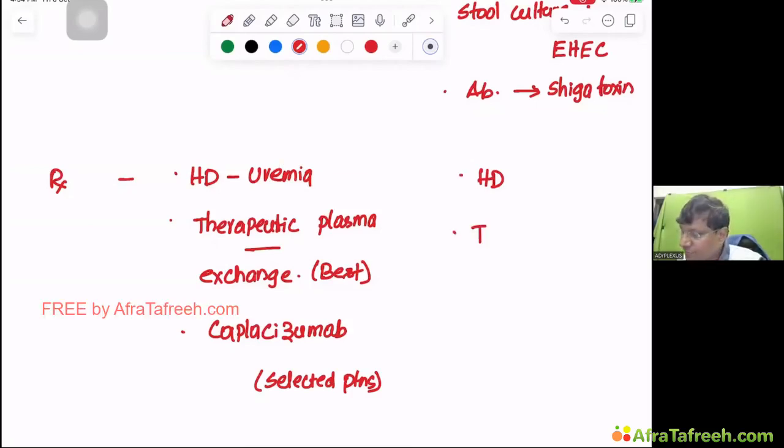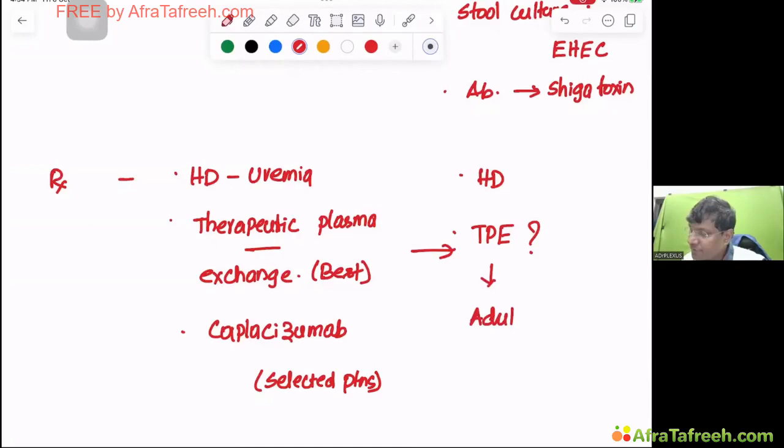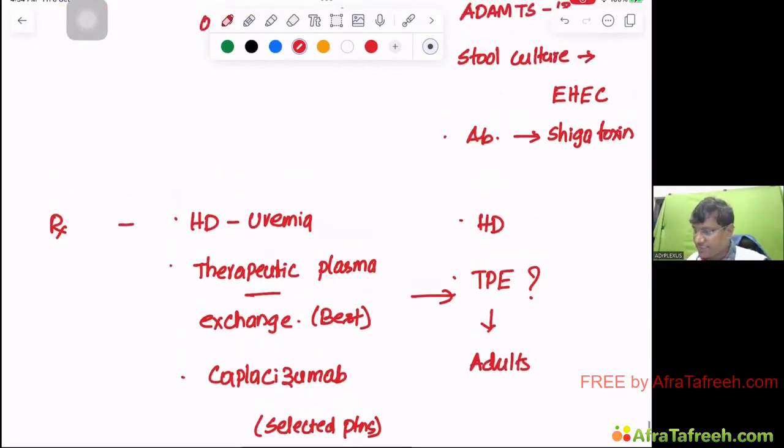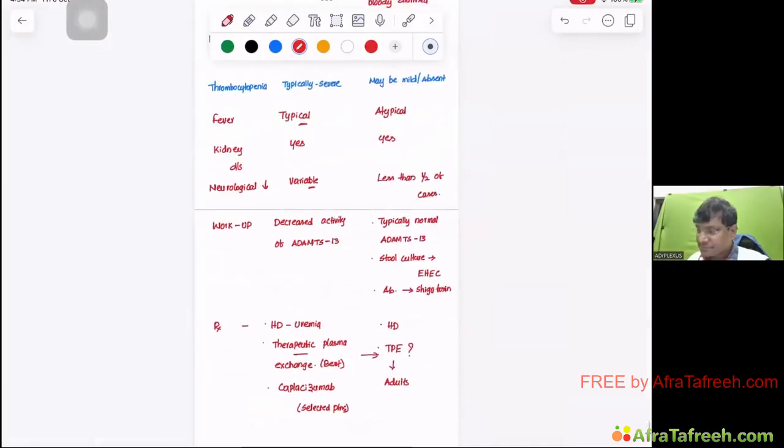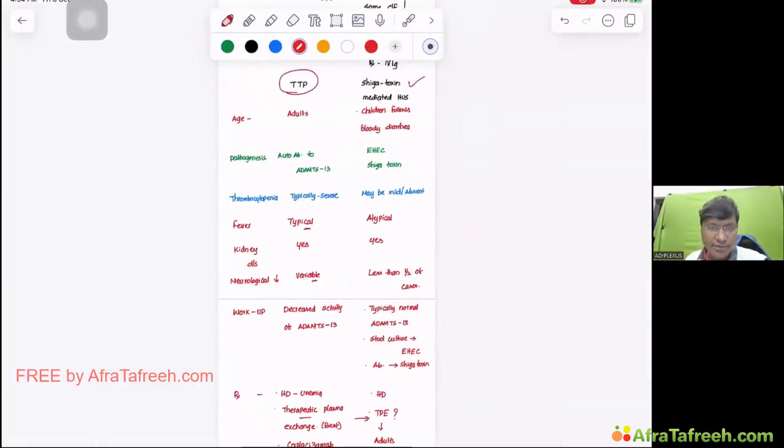And is there any role of your TPE, that is your therapeutic plasma exchange, in Shiga toxin mediated hemolytic uremic syndrome? It is rarely beneficial. Only if the adults develop Shiga toxin mediated hemolytic uremic syndrome, then the role of therapeutic plasma exchange is there. Otherwise, in children, no use. And the other thing is supportive care. So these are the differences between your thrombotic thrombocytopenic purpura and the Shiga toxin mediated hemolytic uremic syndrome.